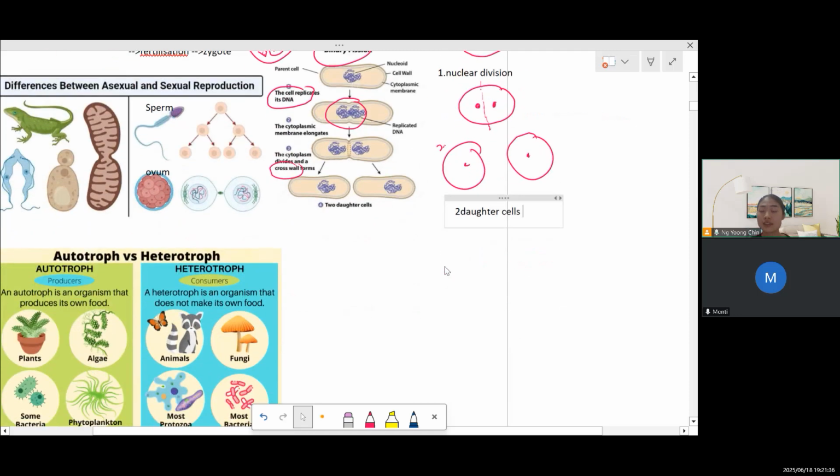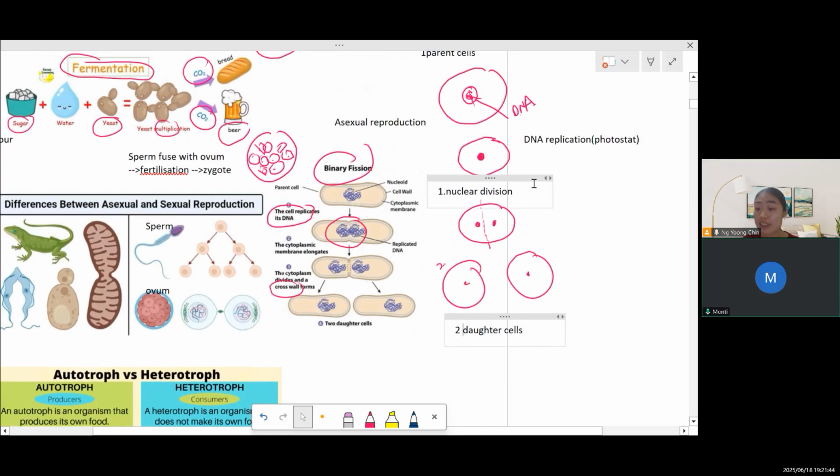In the two daughter cells, is there still the same number of chromosomes? Yes, definitely. Each of the daughter cells also has only one copy of the DNA. So these two daughter cells are totally the same as the parent cell, just that there is an increase in their number only.